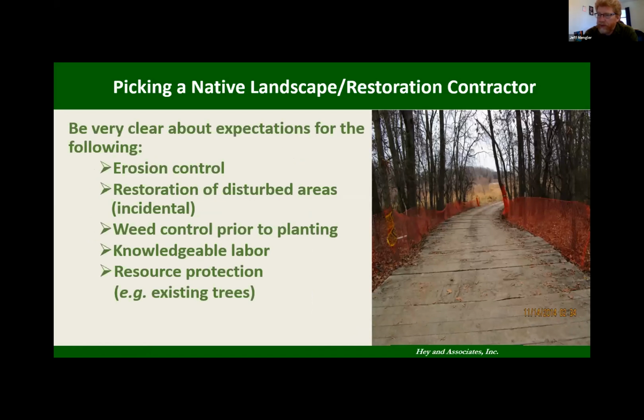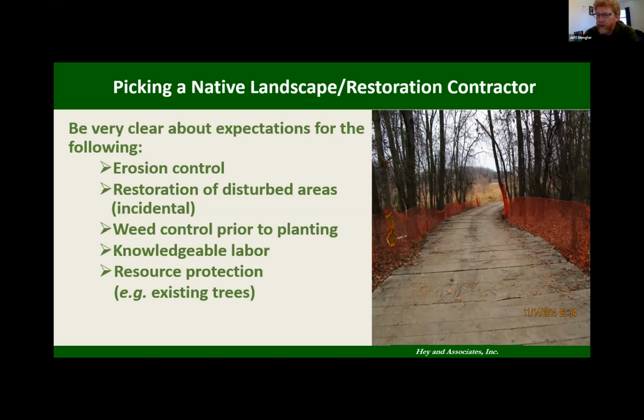Who's responsible for the erosion control? What is the expectation for restoration of disturbed areas? If they bring equipment in to manage your basin or your natural area and they rip up the turf, do they have to replace the turf? That should all be spelled out in advance. Is there weed control prior to planting, where, as Bill showed, they come in and spray it all first and then seed? Or is it a situation where you may want to slit seed into an existing turf so you don't have that time period with no vegetation?